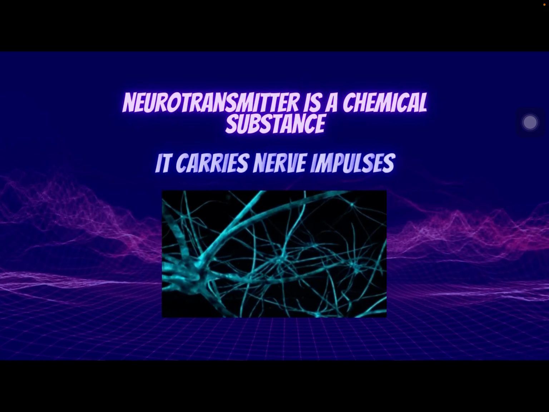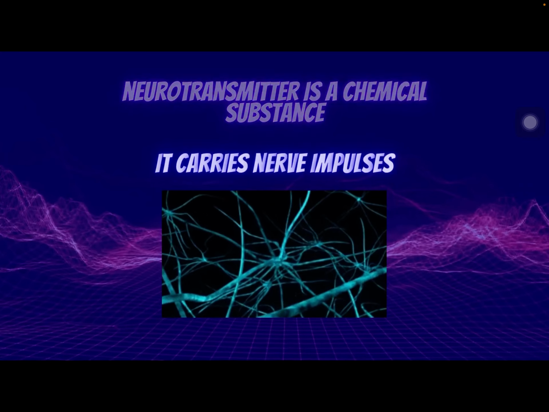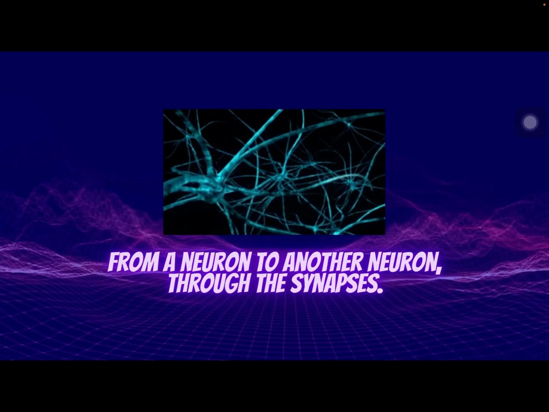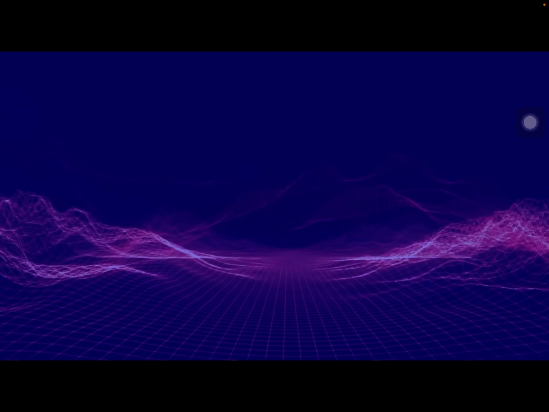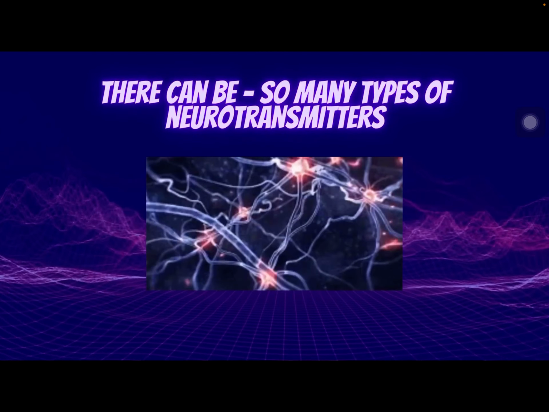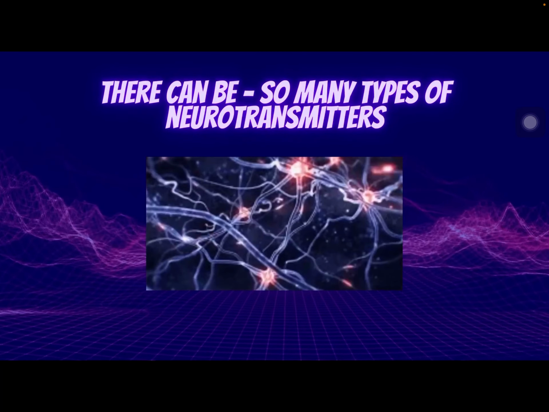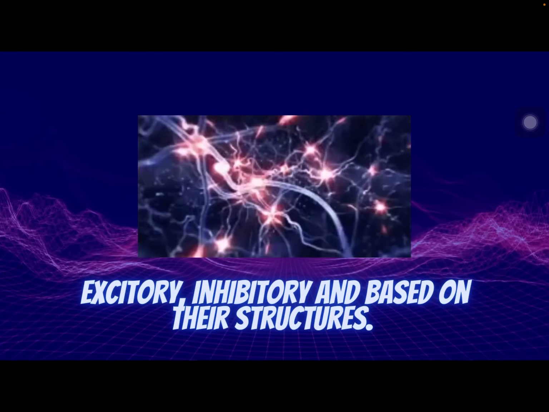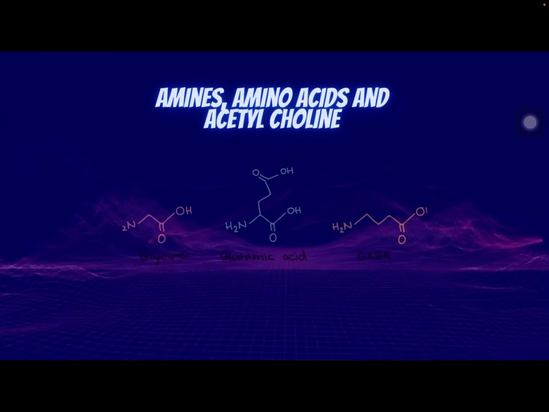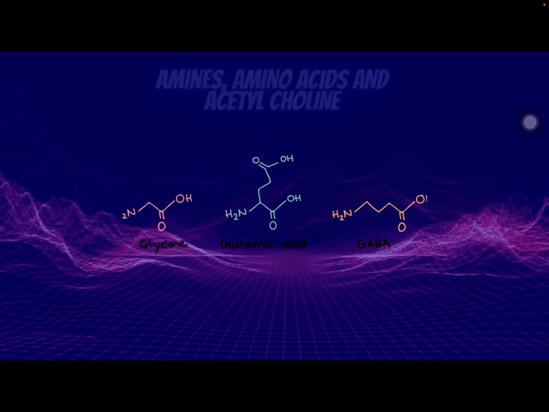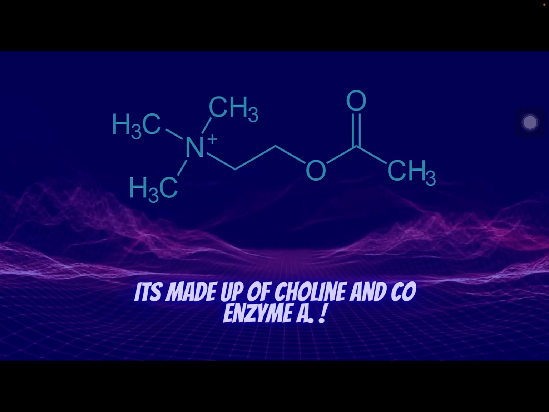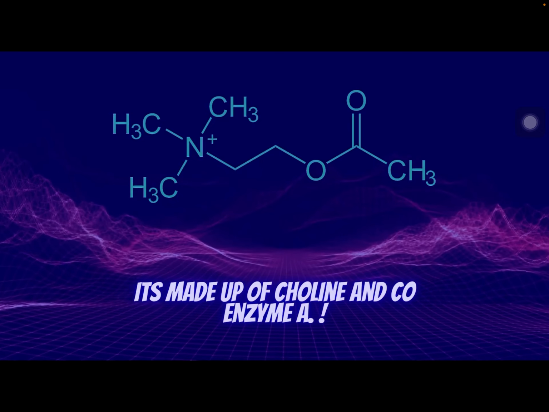Neurotransmitter is a chemical substance that carries nerve impulses from a neuron to another neuron through the synapses. There can be so many types of neurotransmitters: excitatory, inhibitory, and based on their structures. Amines, amino acids, and acetylcholine. It's made up of choline and coenzyme A.